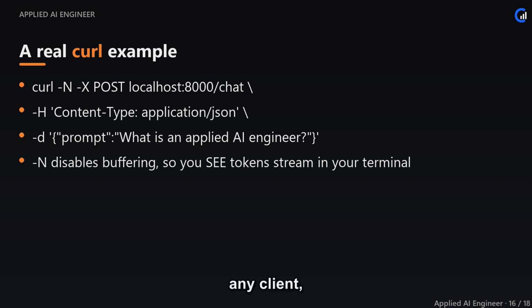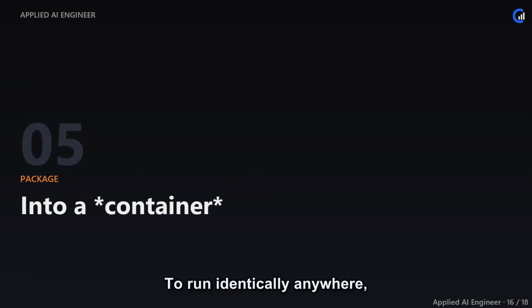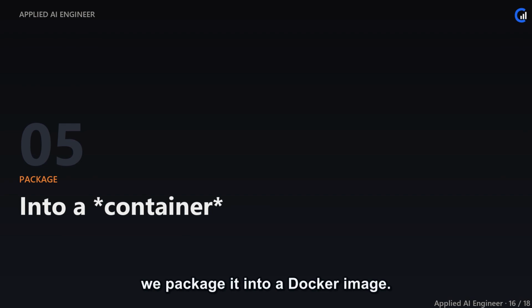Any language, any client, any platform that speaks HTTP can talk to it. That's what crossing the network boundary buys you. The code runs on your machine. To run identically anywhere, we package it into a Docker image. The trick is ordering the layers so rebuilds stay fast.